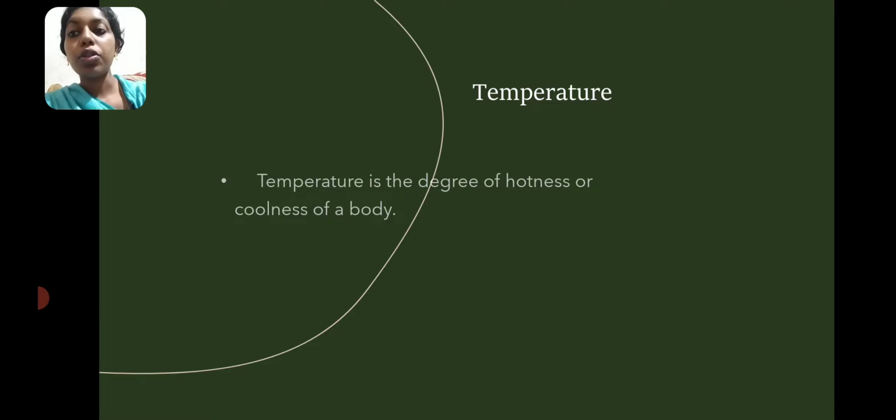It is a measure of the average kinetic energy of the particles of an object. Temperature is related to how fast the atoms within a substance are moving. The gas particles on the right have more kinetic energy than those on the left, at the higher temperature. Next one is temperature unit.